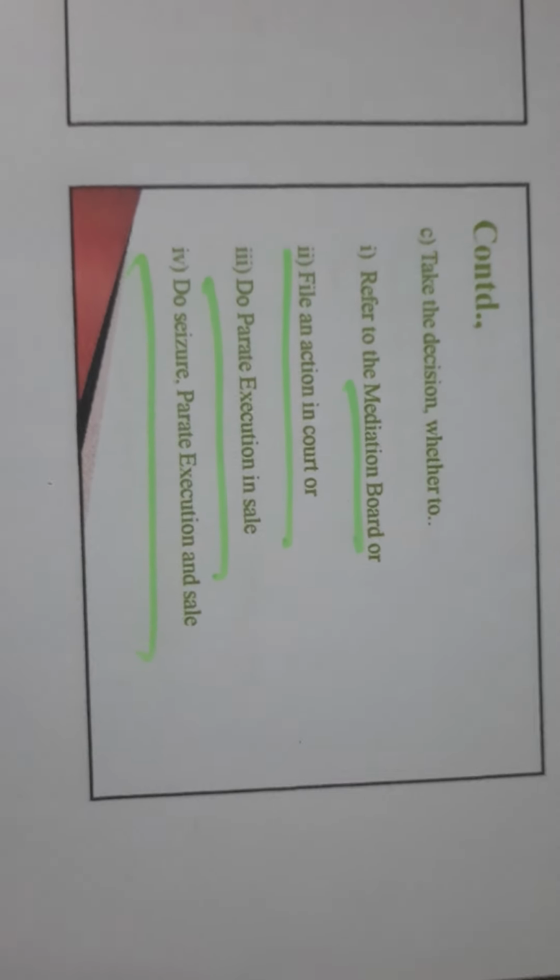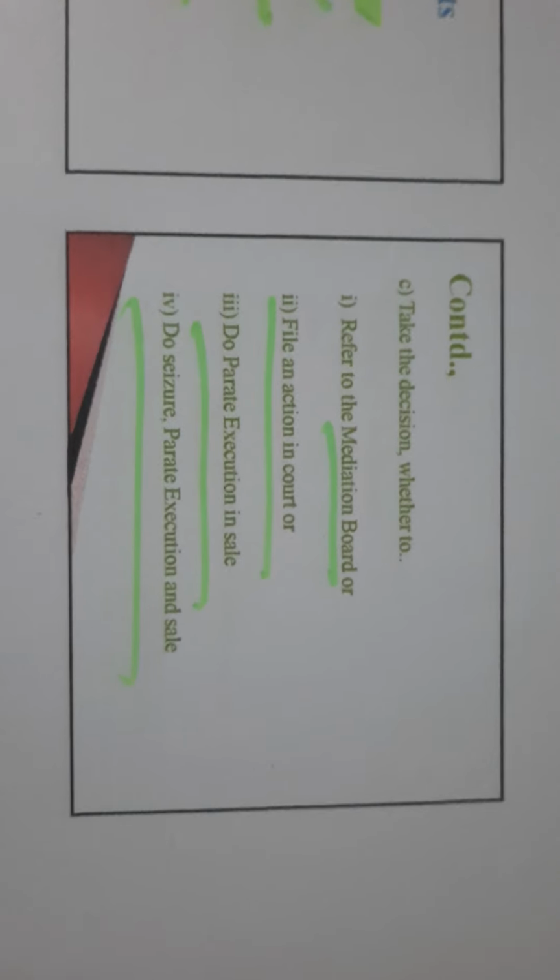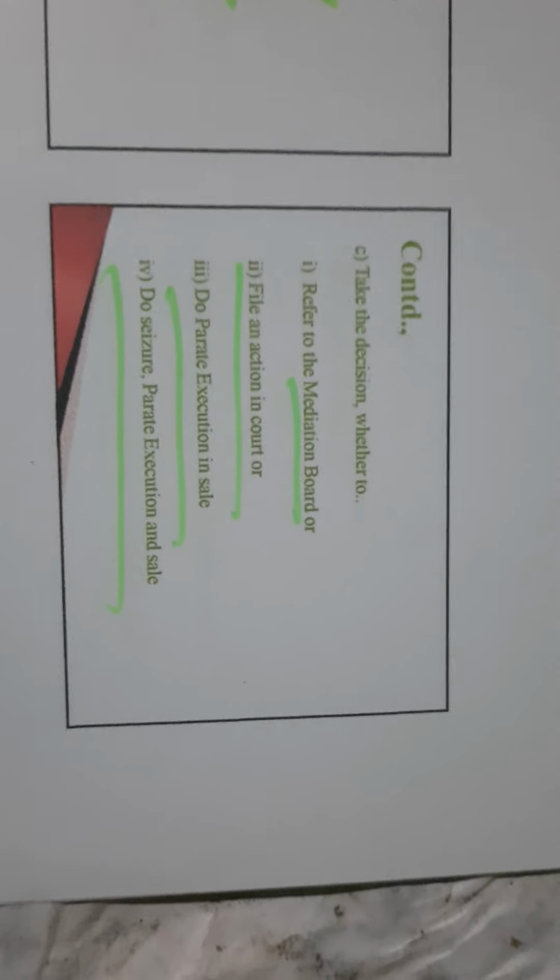Thereafter we have the second option. If the mediation board option fails, in other words, if we can't find a solution at the mediation board, we can go for court action, file an action in court. Then financial institutions also have parate execution, without going to courts, by just passing a board resolution at the directors' board meeting. They can sell the property in a public auction and recover the monies due. Then seizure, parate execution and sale. Especially seizures happen in leasing facilities.